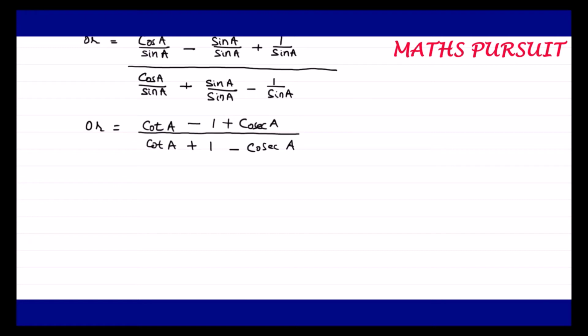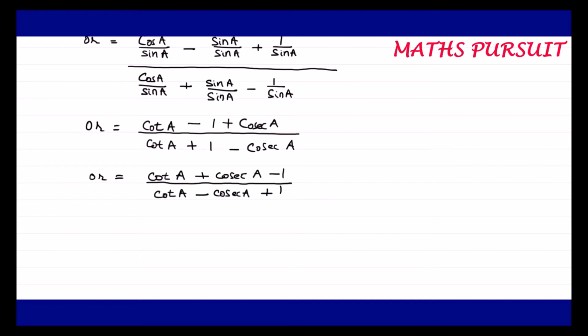Now, as I told you, we are going to rearrange this equation a little bit. So cot A plus cosec A. I am bringing cosec A near to cot A, minus 1 as it is. Similar thing I am going to do in the denominator also. Cot A minus cosec A plus 1. Hope guys till here we are clear. Just in this step I rearranged the equation.